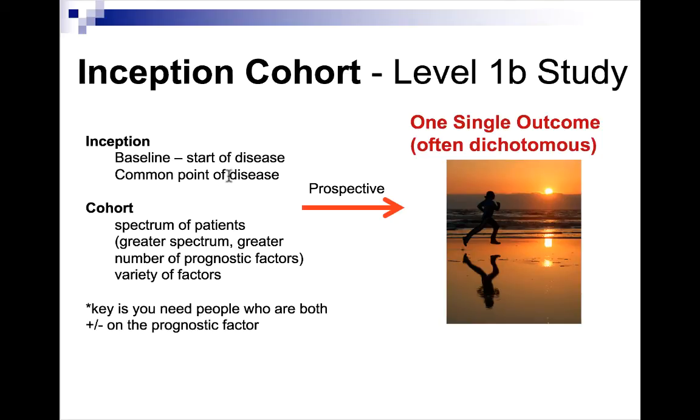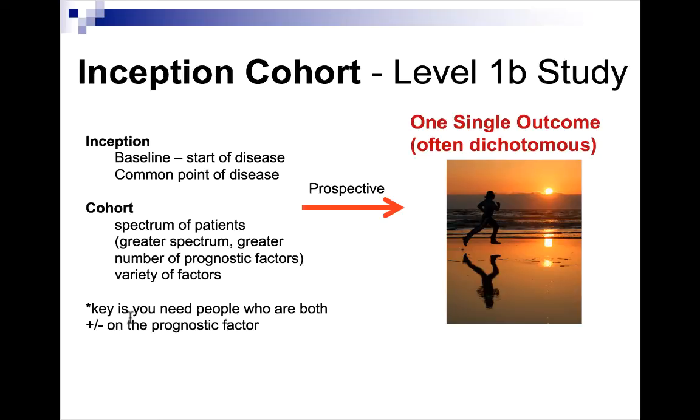So let's start with the idea of an Inception cohort study, level 1B, and the key word here is Inception, where the patients enter the study at a common point in time, which is usually the baseline or start of the disease. The other key thing is the sample. If we want to understand the influence of prognostic factors, we have to have a heterogeneous sample. That means a sample that includes people who are both positive and negative on the prognostic factor. So if the prognostic factor we're interested in is age, we need people who are both young and old.